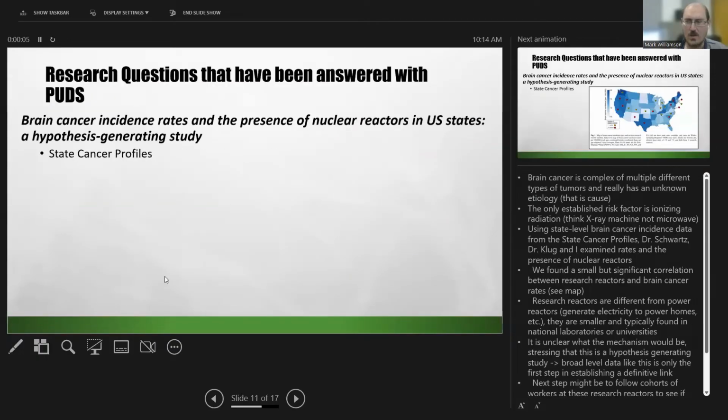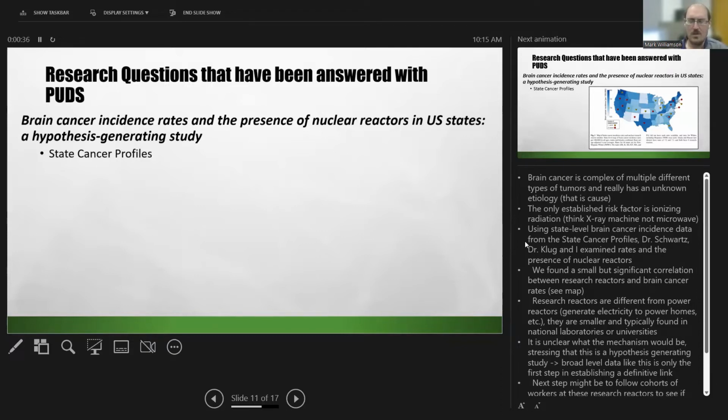Okay, so here is the first example I have here. It's a paper called Brain Cancer Incidence Rates in the Presence of Nuclear Reactors in US States, a Hypothesis Generating Study. So brain cancer is a complex of multiple different types of tumors and really has an unknown etiology, or that is cause. Now, the only real established risk factor for brain cancer is ionizing radiation. And ionizing radiation, think X-ray machines, not microwaves.